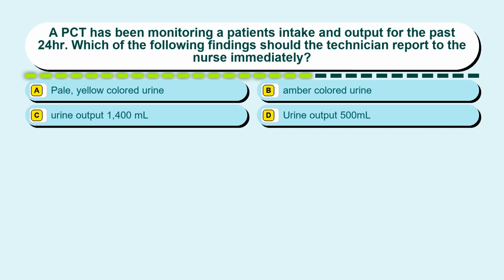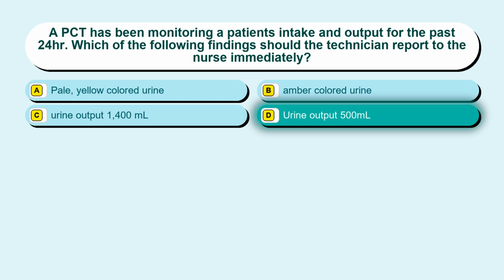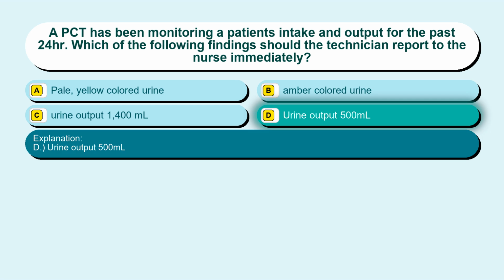Question 61. A PCT has been monitoring a patient's intake and output for the past 24 hours. Which of the following findings should the technician report to the nurse immediately? Option A, pale, yellow-colored urine. Option B, amber-colored urine. Option C, urine output 1,400 ml. Option D, urine output 500 ml. The correct answer is option D, urine output 500 ml.